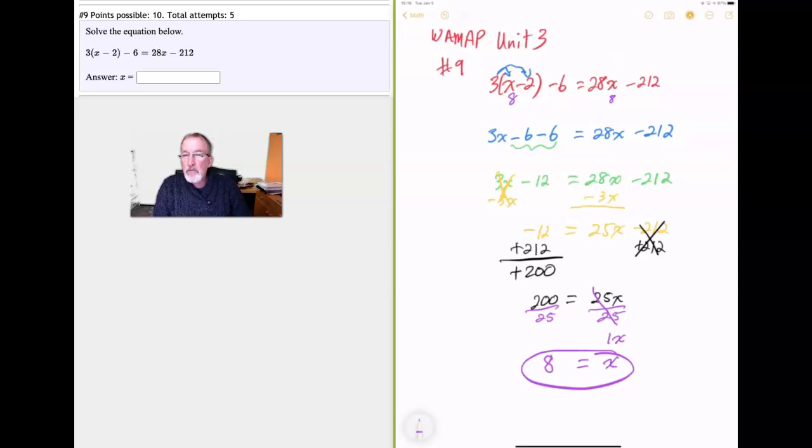Okay, so this involves distribution and having variables on both sides of the equation. Sometimes that can be confusing, but we always expand and then simplify by combining like terms. So try this until you can do it, and then try a few practice ones, either at Khan or do some practice problems at WAMAP.